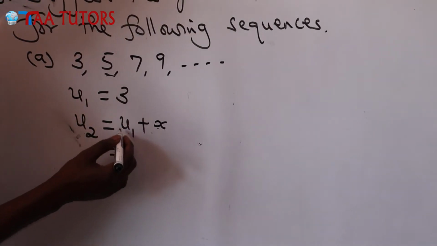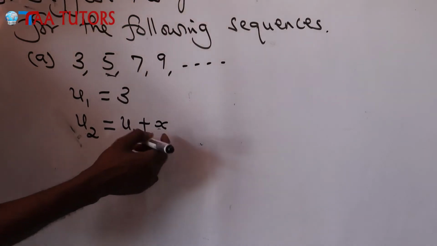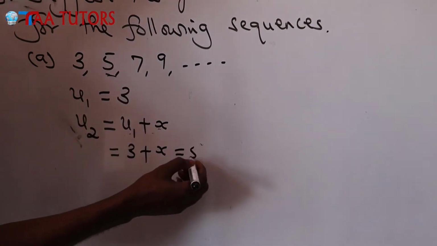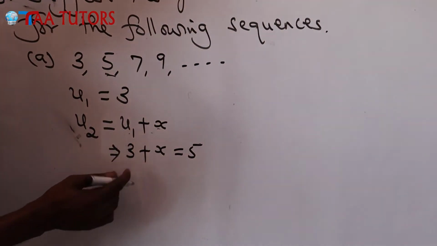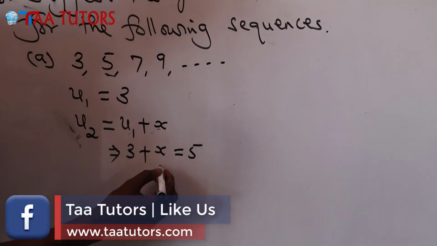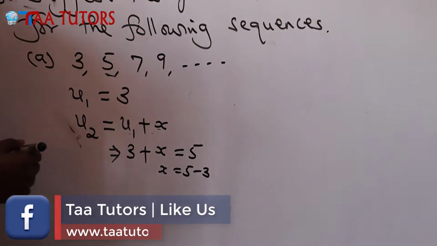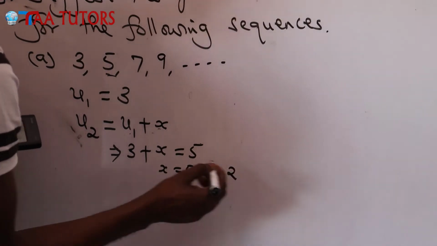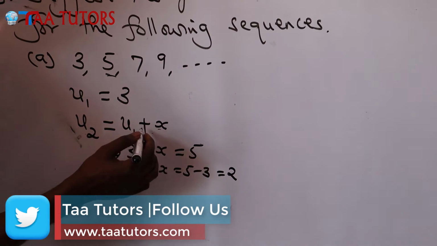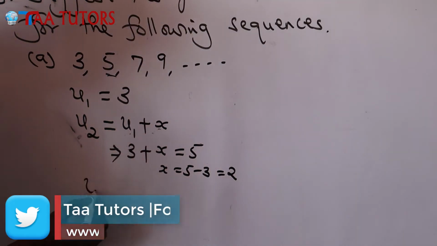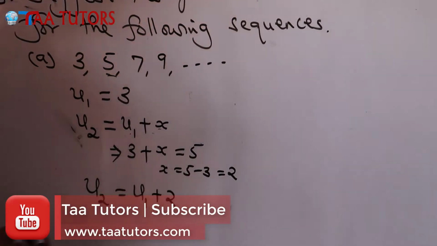So we know that if the first term is 3 plus the unknown difference x that we have indicated here, it should give us the second term, which is 5. So in this particular case, if we want to get x, I will say x equals 5 minus 3, which gives us 2. So for me to get the second term, I need the first term plus 2.